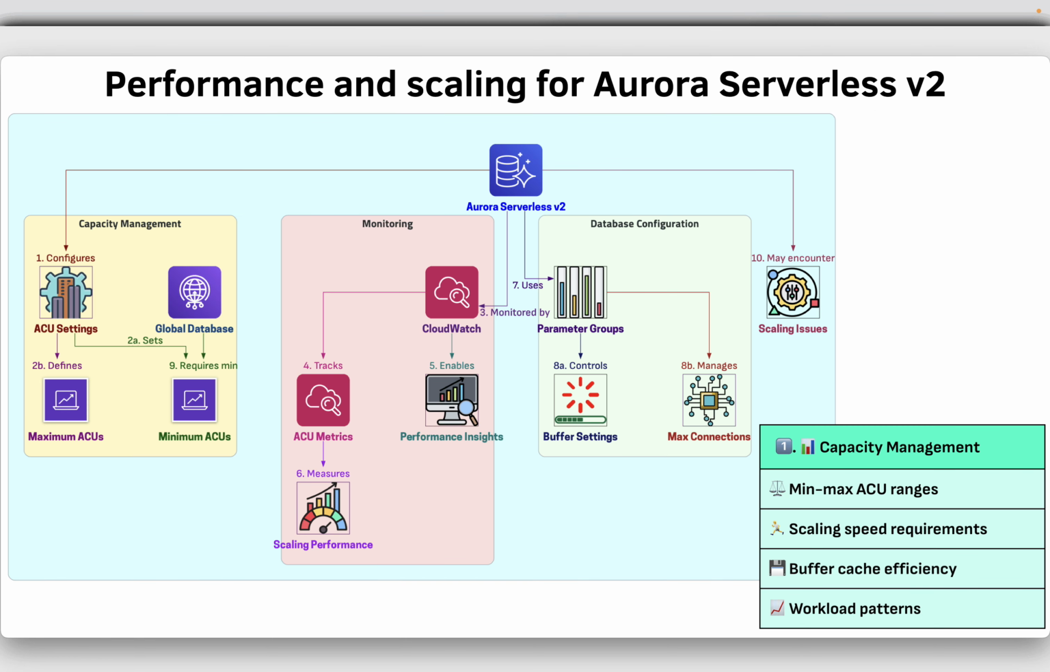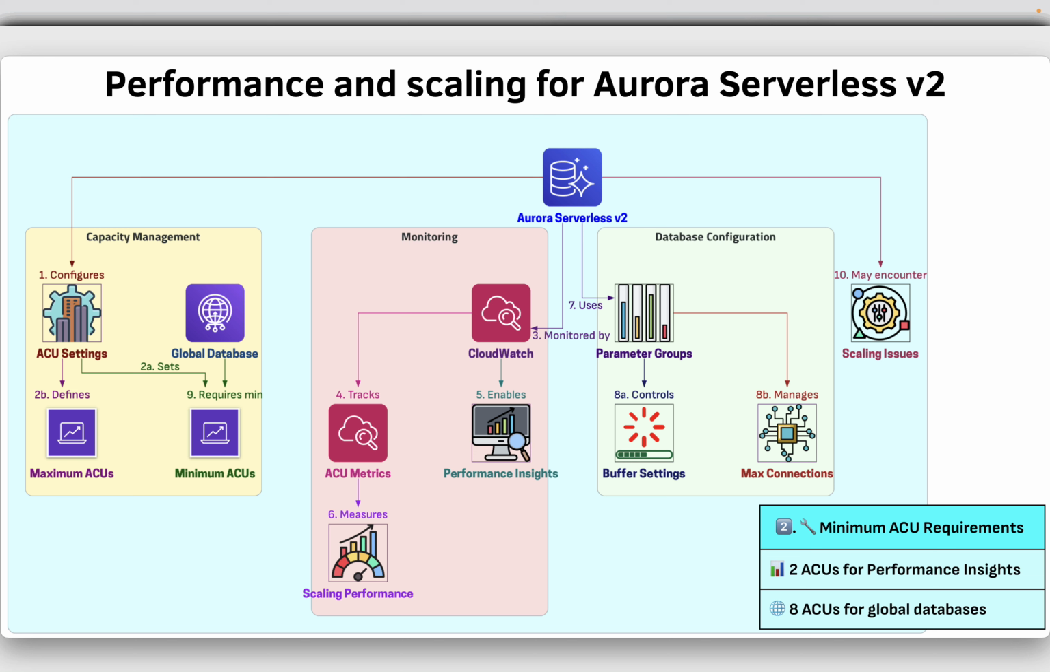So something about performance and scaling. So this is more about performance. We have seen the scaling part already. Aurora Serverless capacity management involves setting minimum and maximum ACU ranges with various factors affecting the optimal settings, including scaling speed requirements, buffer cache efficiency, and workload patterns.